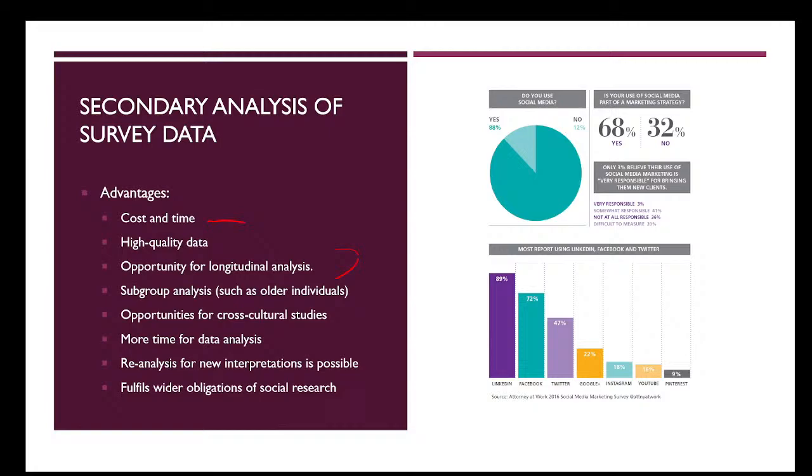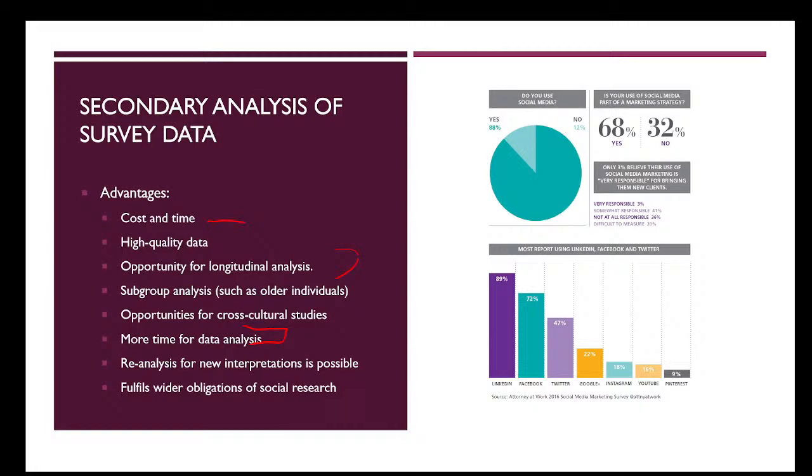Subgroup analysis. You can break this down, because all of the data on demographics is collected as well. So you can analyze specific subsections of particular groups, and compare different cultural and racial groups. You can look at similar data sets from different countries that ask similar questions. And because you didn't spend any time collecting the data, you get to spend more time analyzing it, so you get to dig in and really learn R. SPSS is cool, but you should probably learn R. More time for that stuff.